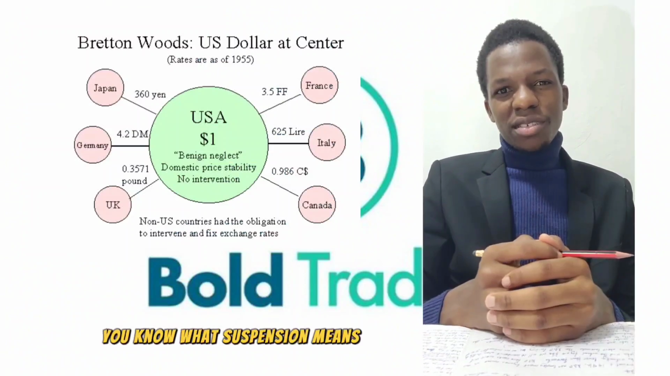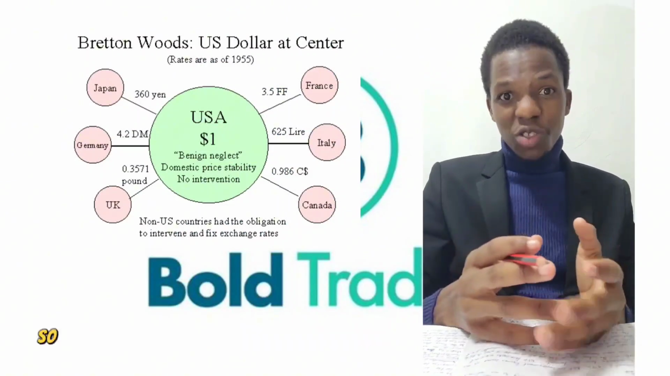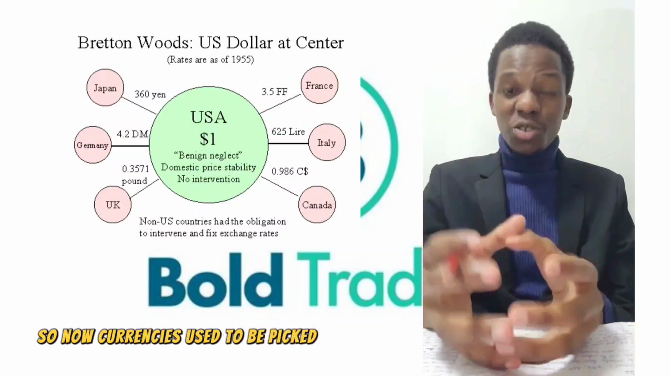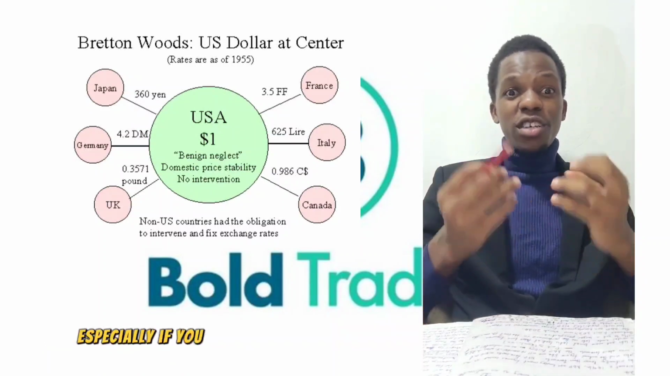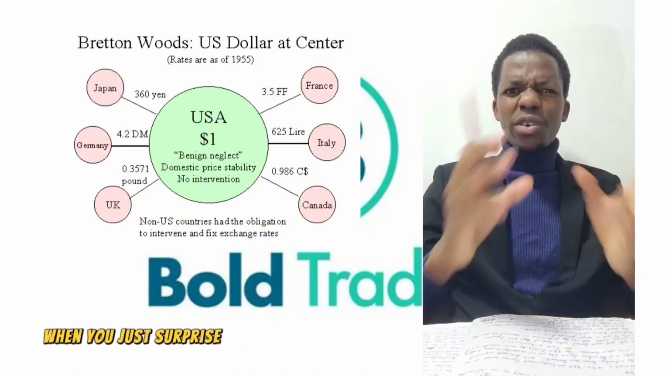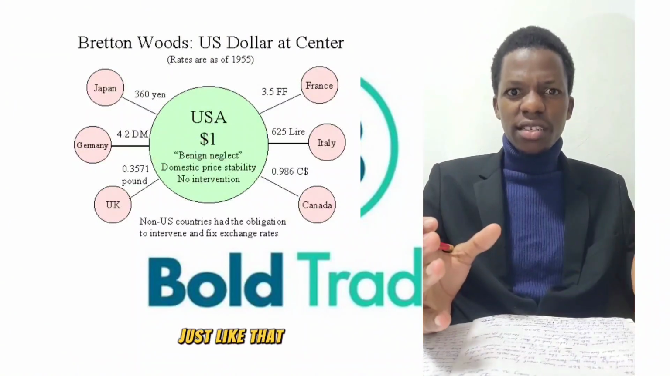You know what suspension means? It means we are going into more chaos. So now currencies that used to be pegged to the dollar are now floating freely. That is dangerous, especially if you just throw it at people. It's dangerous when you just surprise people with big decisions just like that.